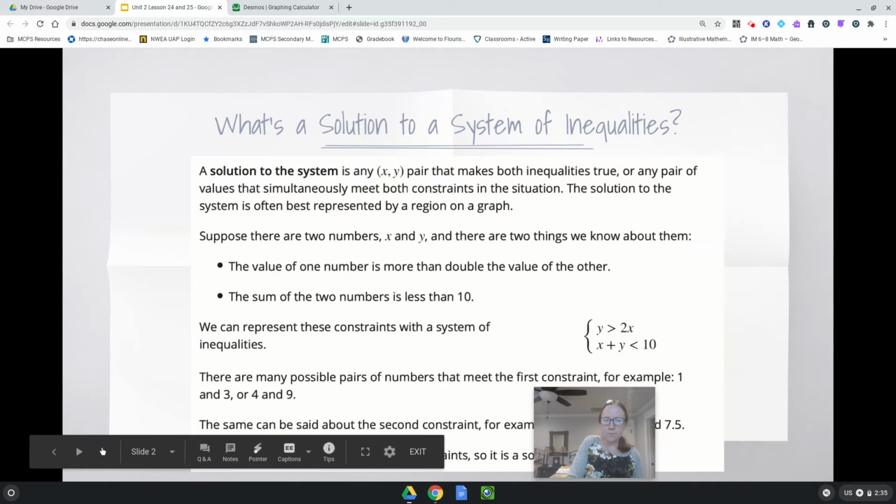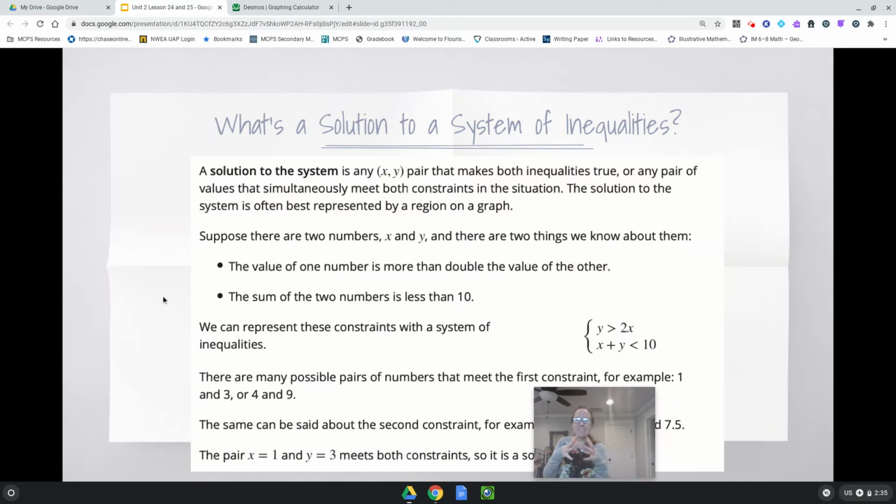So, a solution to a system of linear inequalities is a pair that makes both inequalities true, or any pair of values that simultaneously meets both constraints in the situation. This should sound very much like a system of equations solution. We're talking about meets both constraints, therefore is a solution to both inequalities in the system.